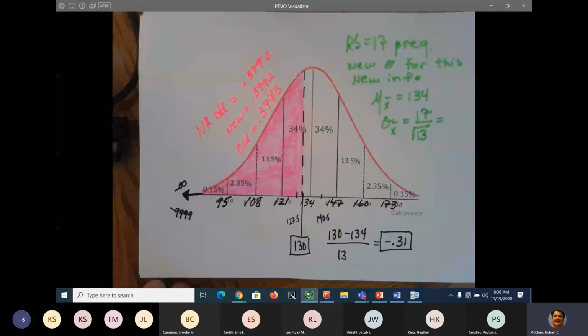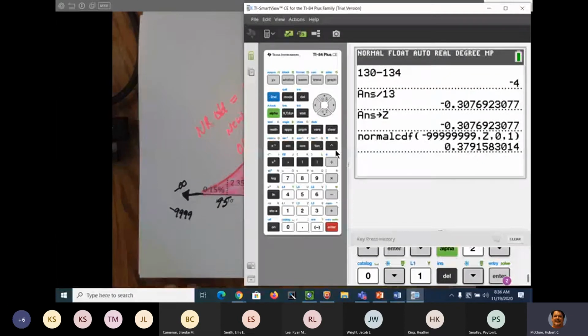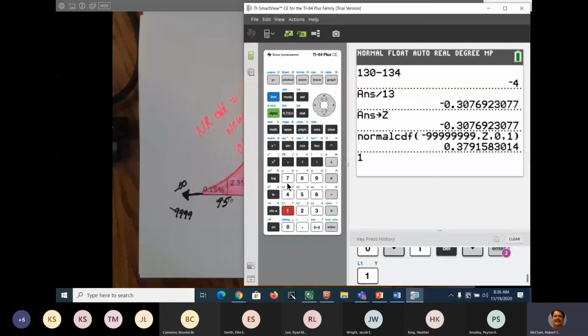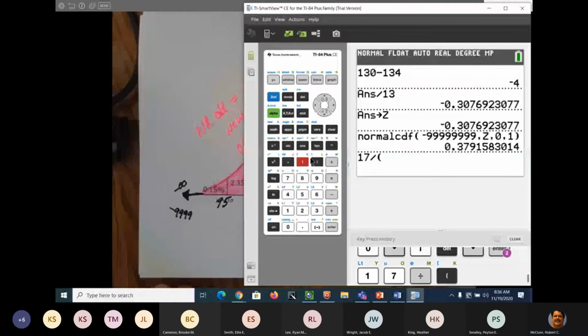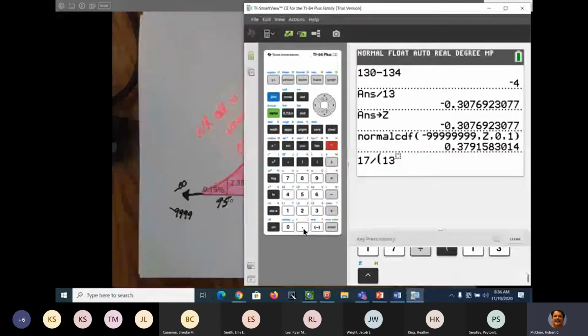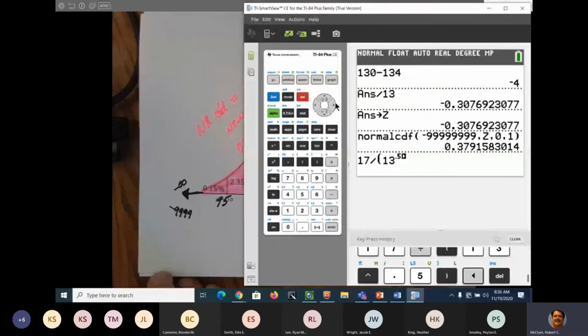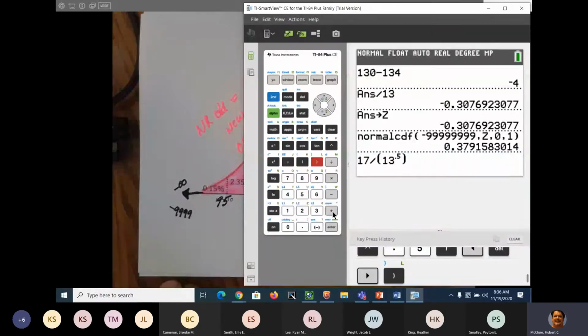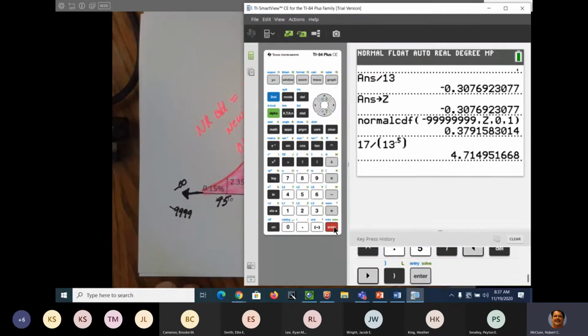So take out our handy dandy calculator. And let's do 17 divided by, and I'm going to do this in parentheses, 13 raised to the 0.5 power, close parentheses. Okay, that's 17 divided by the square root of 13. And that is my new z-score. I'm sorry, not my new z-score, my new standard deviation, 4.7. And that is my new standard deviation.